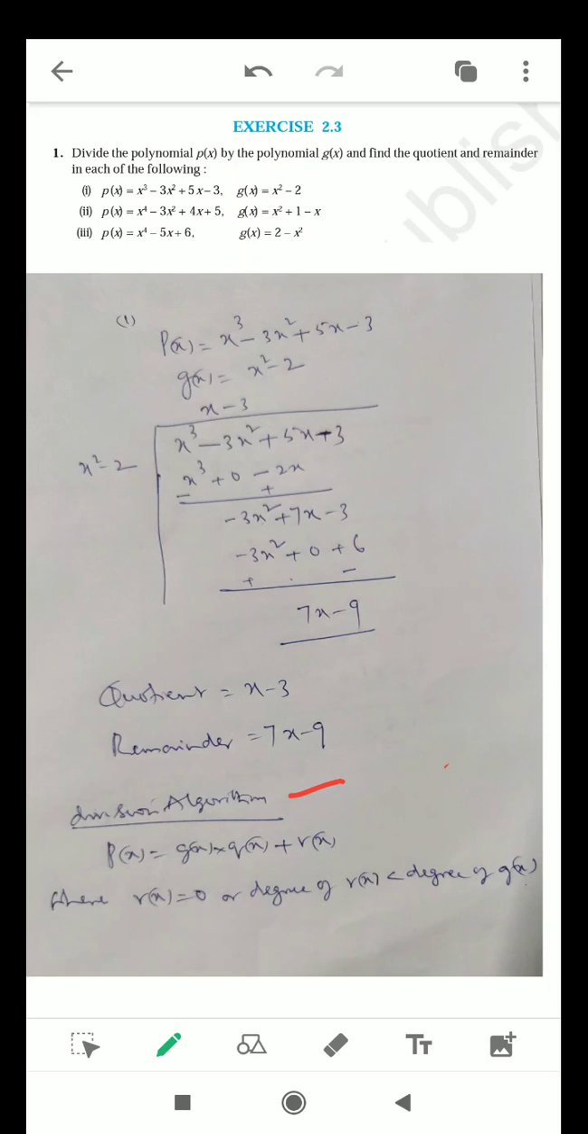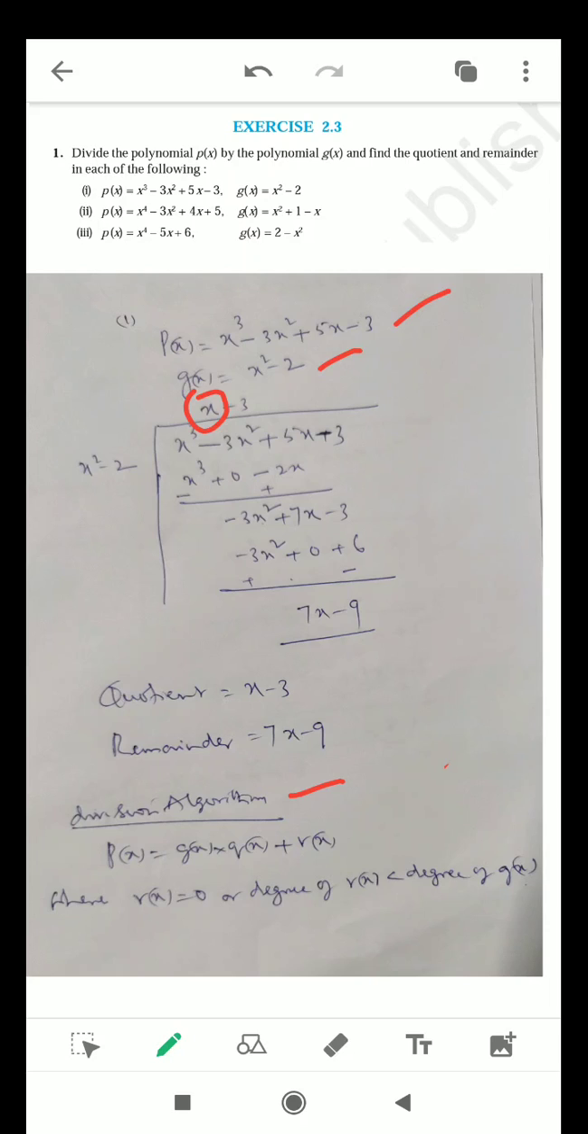So the first problem is p of x equals x cube minus 3x square plus 5x minus 3. We have to divide this with x square minus 2. The very simple rule is that we should choose the term here such that the first term cancels, meaning 0 should come when I subtract. If I take x here, x into x square is x cube, so when I subtract, I can cancel these two. That means the remainder is 0 in this first column. The remaining columns can be 0 or some number left over.